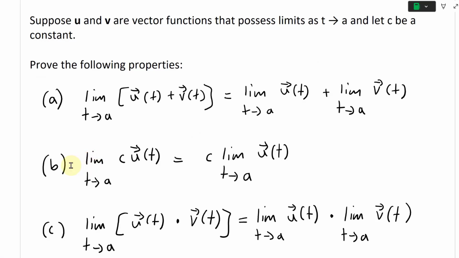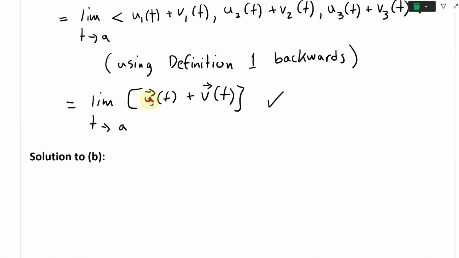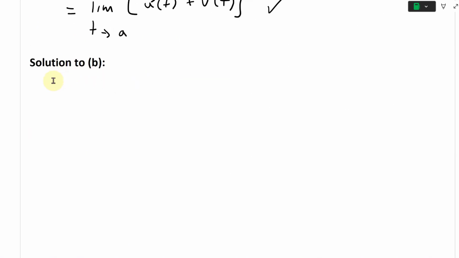So now let's take a look at part B. And in this one, we have the constant right here, and then we can take it out. So we'll start off with this one right here, and then go backwards to that one. All right, let's jump right into solution B. So we're going to write this as the limit as t approaches a of c times u of t, like that.